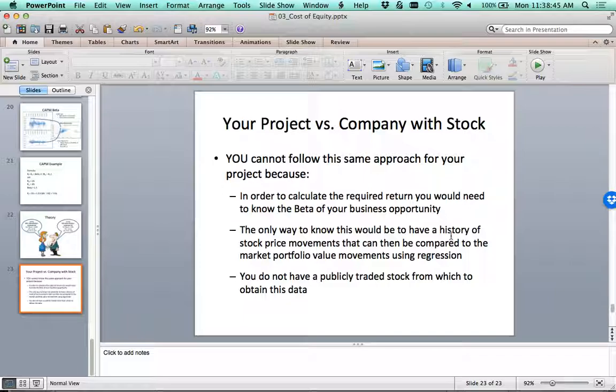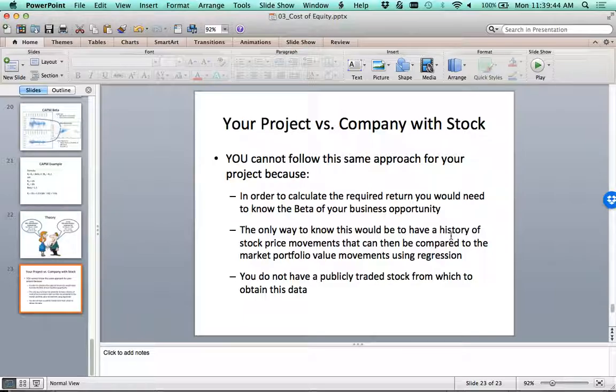So that seems like such a simple way. Why don't we just use that for your project? Well, here's the deal for your project. In order to use that, you'd need to know your beta for your company or your project. And the only way you could know that beta is if you had a history of stock prices and daily returns for your stock that you could then compare against the S&P 500, or whatever your other proxy for the market is, so that you could solve for that beta. And you don't have publicly traded stock, so it's really difficult for you to do this.